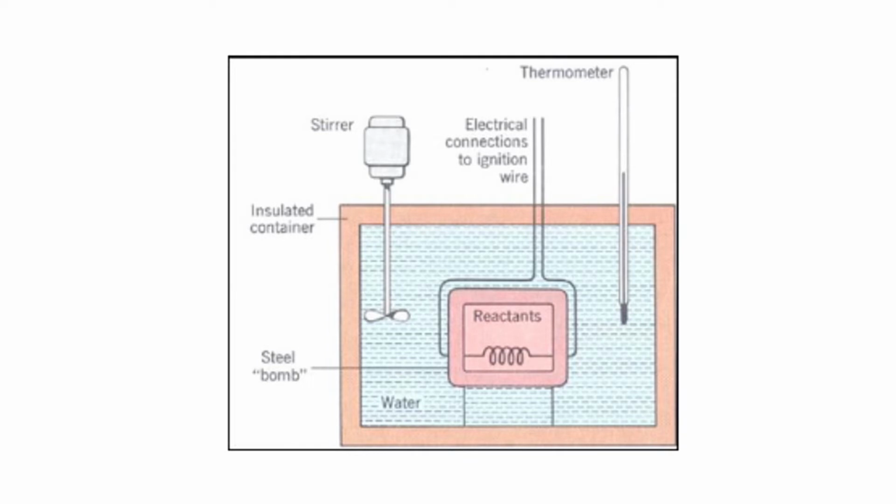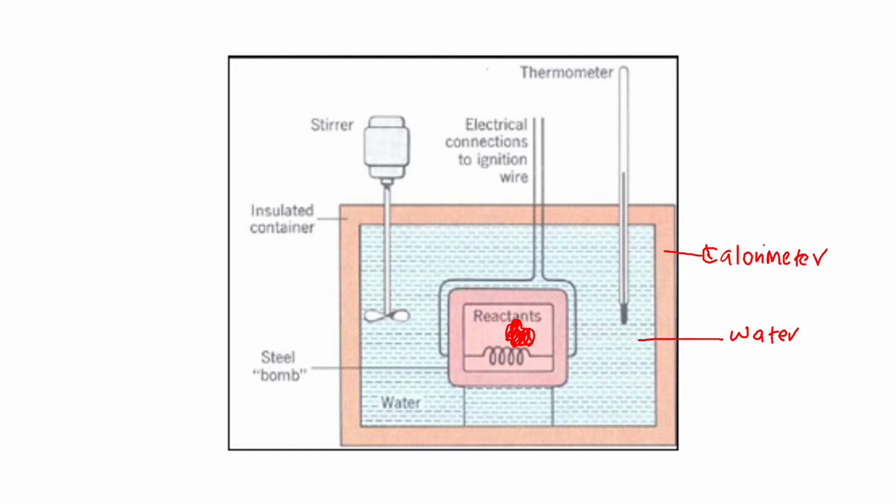Let's take an example, the bomb calorimeter. This is the body of the calorimeter, or we can just call it the calorimeter. And this is the water. Now, we have one substance that we want to know how much heat is in the reaction. For example, maybe we have a carbon here.